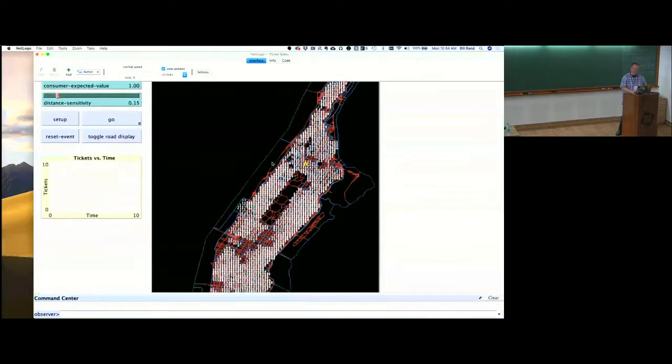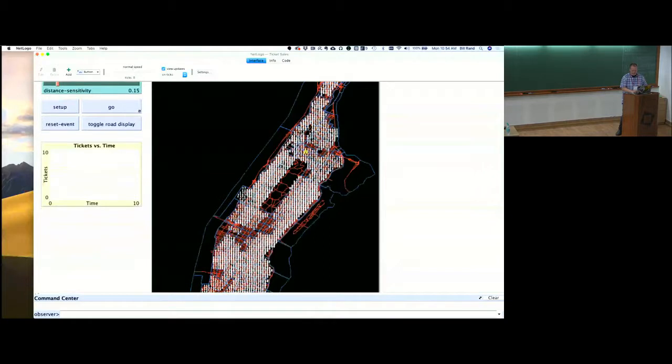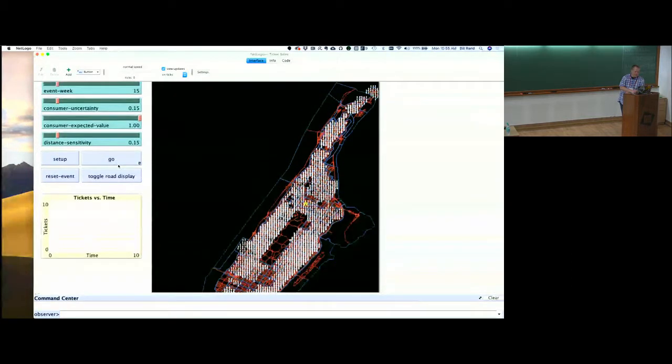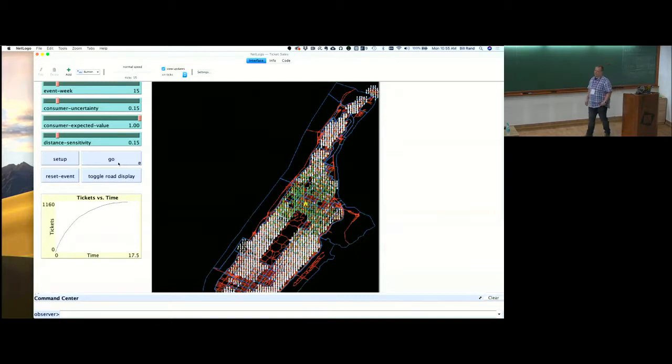It's Manhattan, and in Manhattan we've placed a concert venue. People have to decide whether or not they're going to go to that concert based upon how far it is away from where they live, and how far off in the future it is, and whether they want to buy the ticket now or wait until a later time when the ticket might be cheaper or more expensive, and they don't know. So we can have the model run where they make these decisions, and we can see where the ticket sales come from, over time, based upon different models.